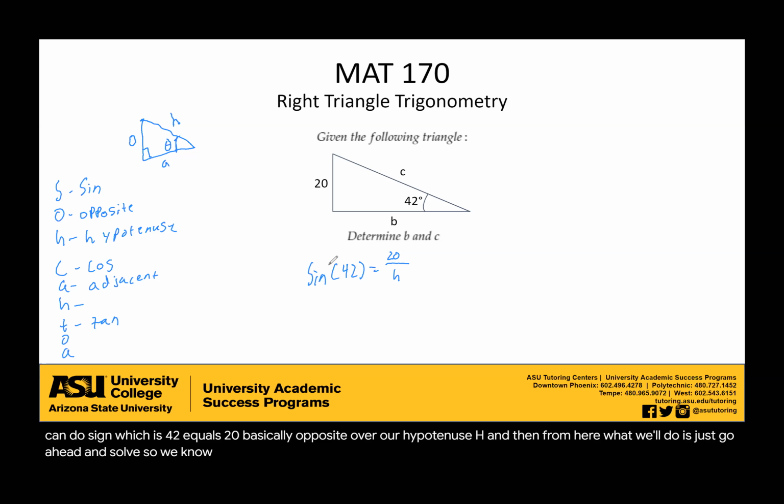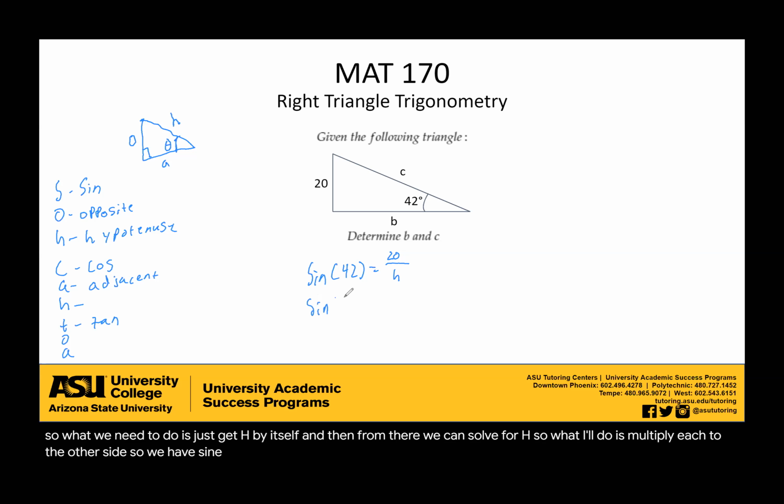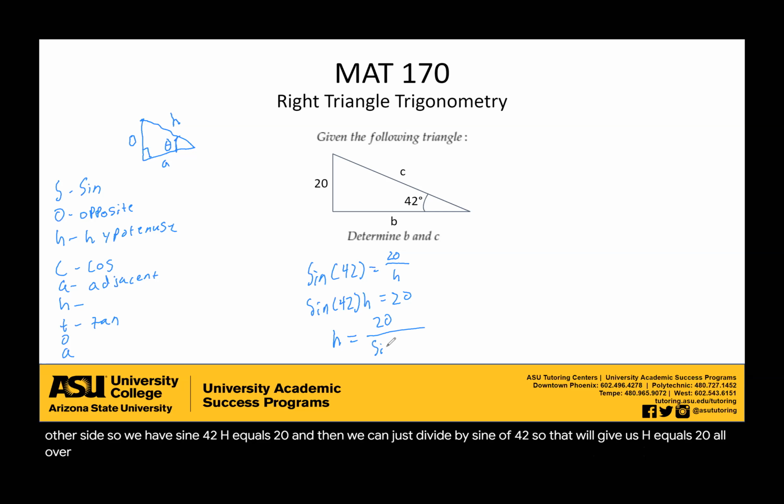So we know that sine of 42 gives us a number, and we know that 20 is a number, right? So what we need to do is get H by itself, and then from there we can solve for H. So I'll multiply H to the other side. So we have sine of 42 times H equals 20, and then we can just divide by sine of 42. That'll give us H equals 20 all over sine of 42. And that'll give us 29.89. So that is what C equals.